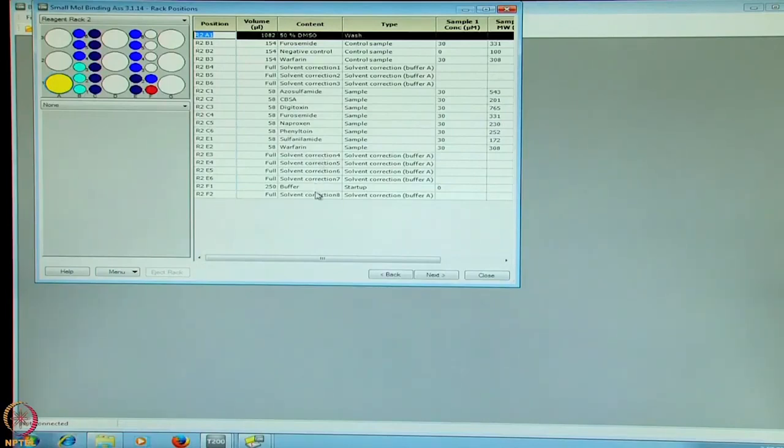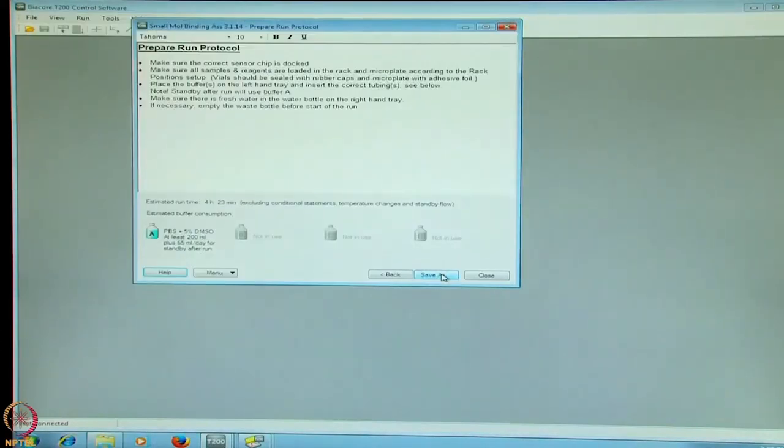With solvent corrections provided, buffer for the startup provided, various samples pipetted out in DMSO, and warfarin, furosemide as positive and negative controls, and 50% DMSO wash in between each cycle. We will say next, and the whole binding experiment including solvent correction takes 4 hours and 23 minutes and requires at least 200 ml of phosphate buffer saline with 5% DMSO included in the running buffer.